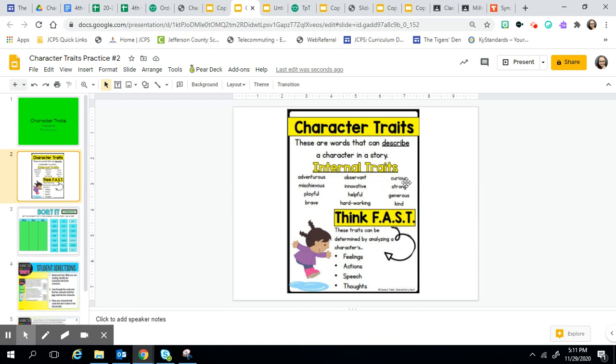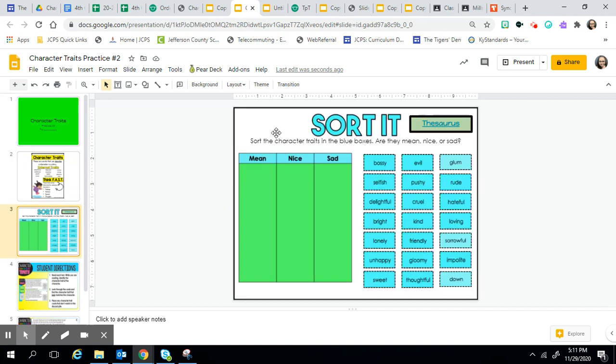All right, so here are a few examples like adventurous, mischievous, playful, brave, observant, innovative, helpful, hardworking, curious, strong, generous, and kind. Those are just a few examples. We're going to move down to the first activity for this assignment. It is a sort activity. You're going to sort the character traits in the blue boxes. Are they mean, nice, or sad? So you're going to read all of these words and determine whether they mean the same thing as mean, nice, or sad.